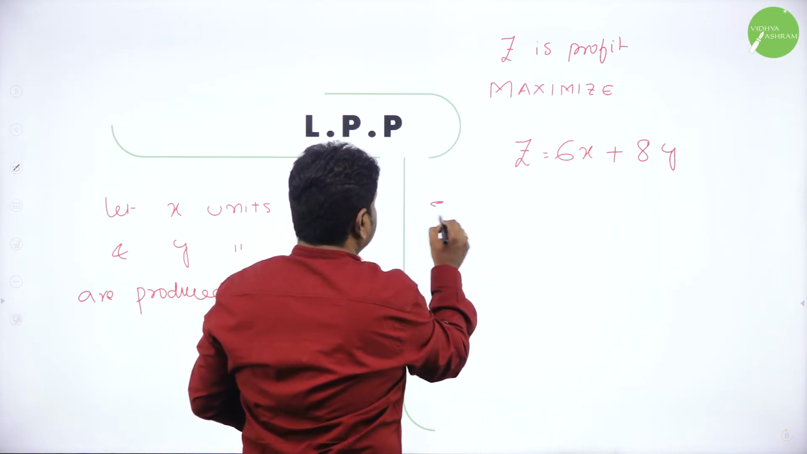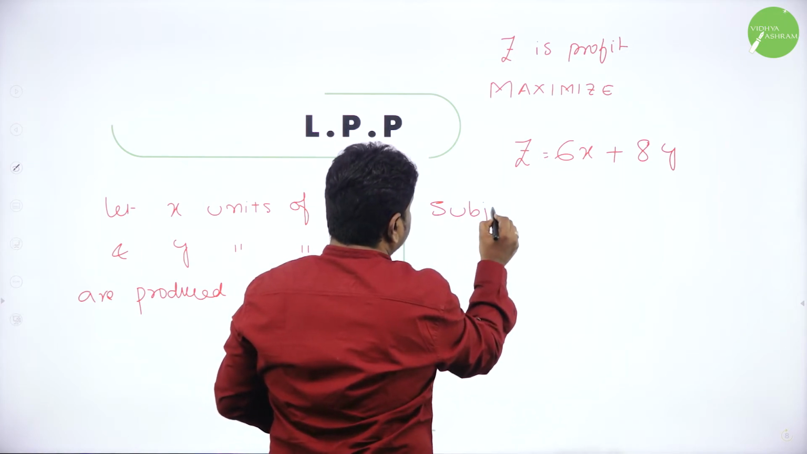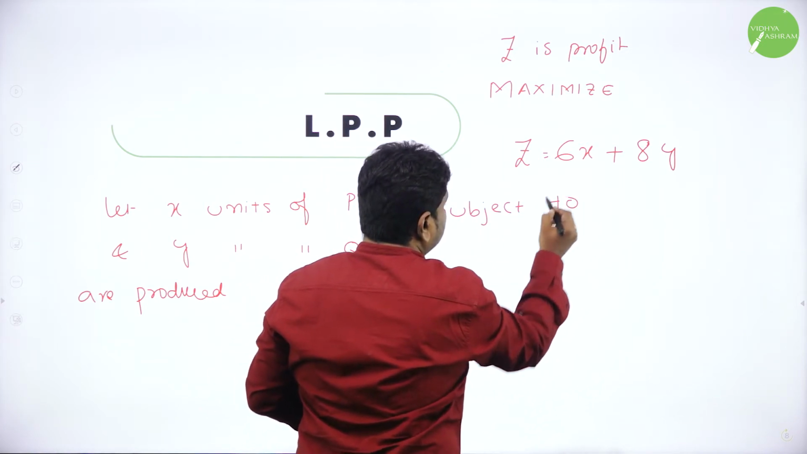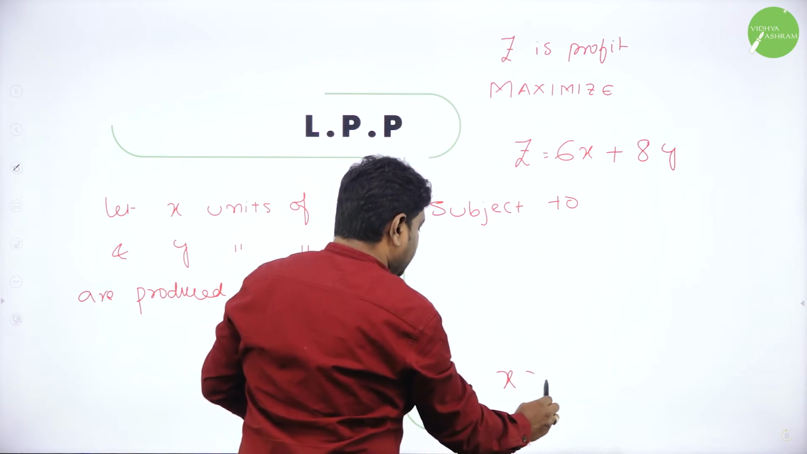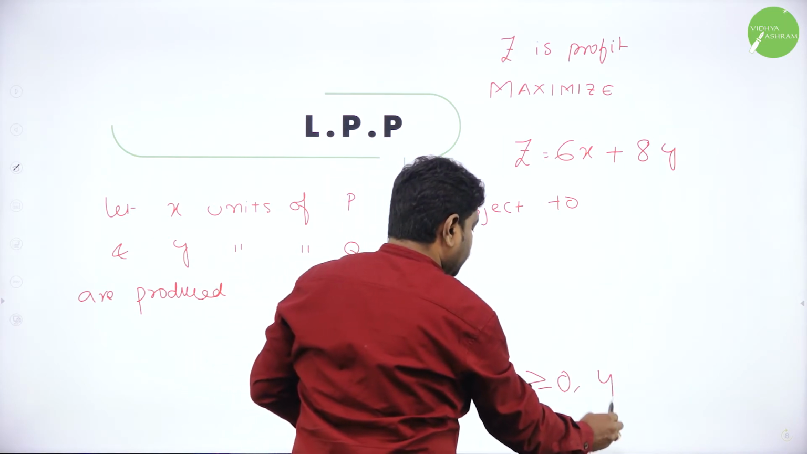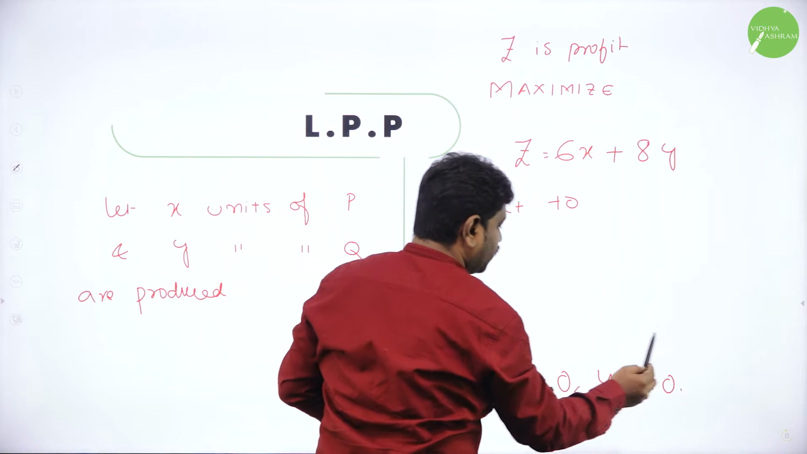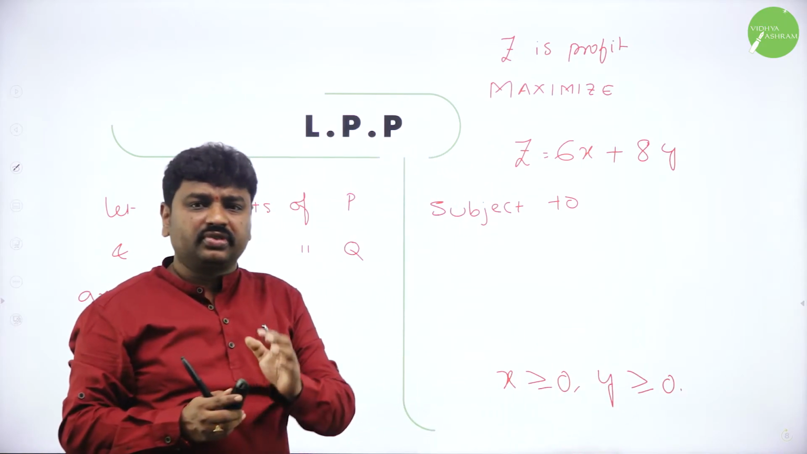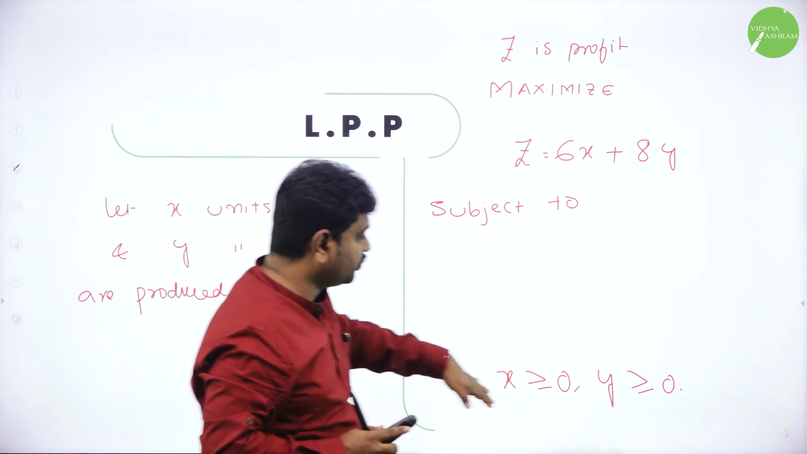Subject to conditions. What are the conditions? The first condition is non-negativity. The number of units produced should be greater than or equal to 0. x greater than or equal to 0, y greater than or equal to 0. The number of units you are producing cannot be negative. So this is common sense, we wrote this.